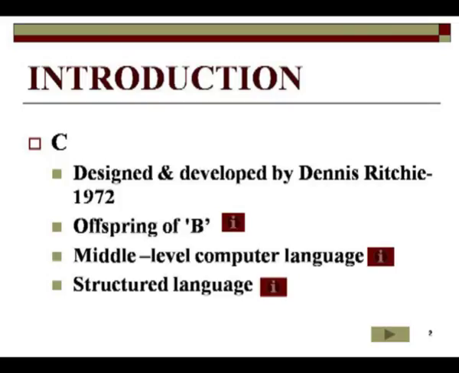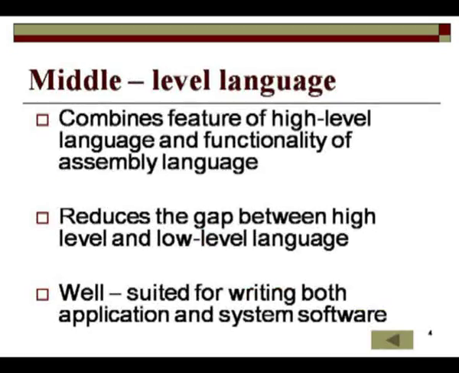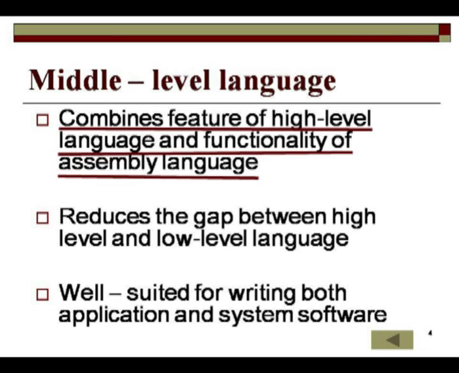Now C is called a middle level computer language. What does this middle level computer language signify? A middle level language means something in between the high and the low level languages. So C combines the features of a high level language and the functionality of an assembly language. A high level language is something that we users can understand, and a low level language or an assembly language is one that the machines can understand. So we needed a language that could bridge the gap between us and the system. That was perfectly done by the software language C.